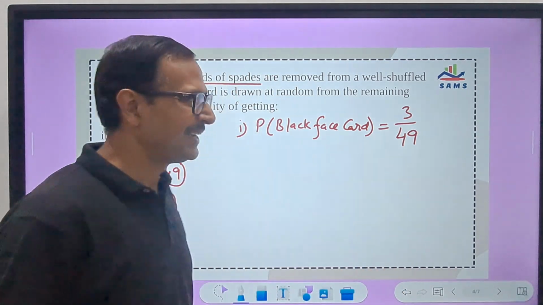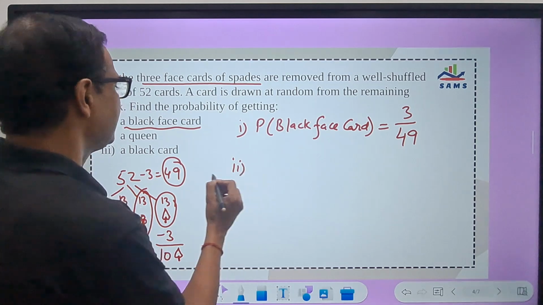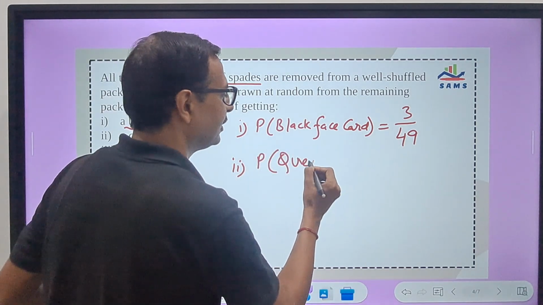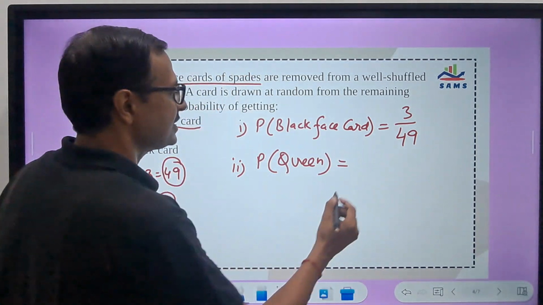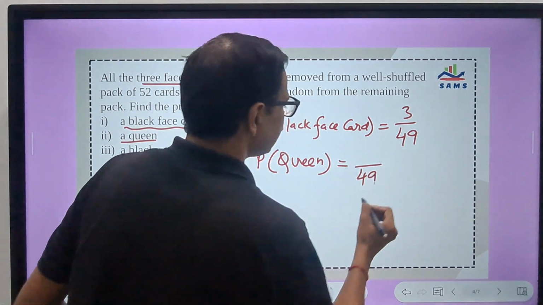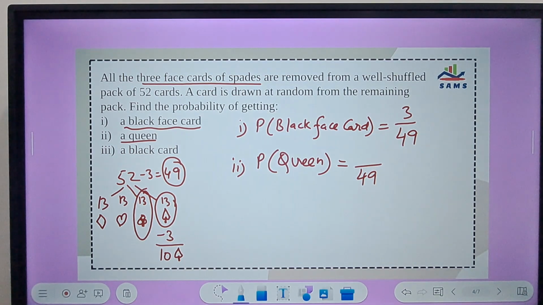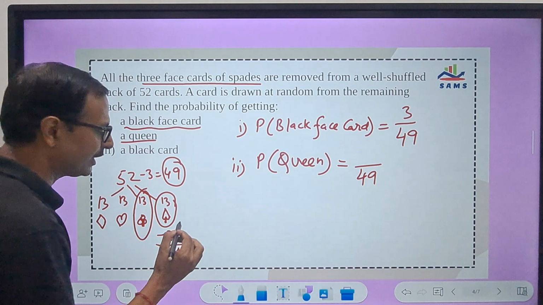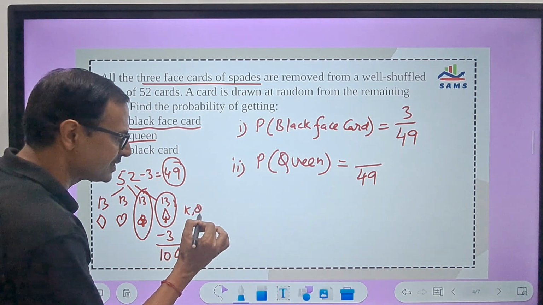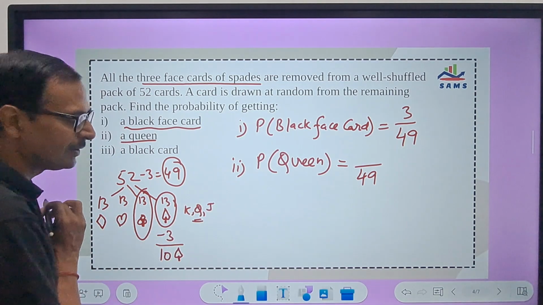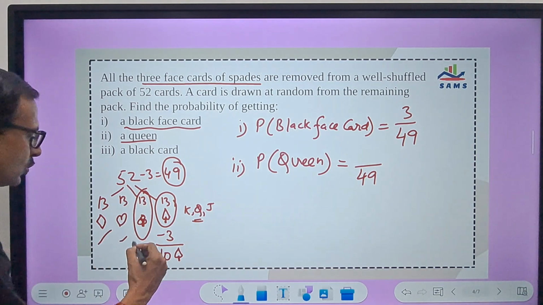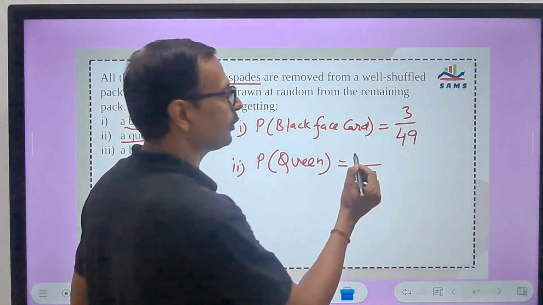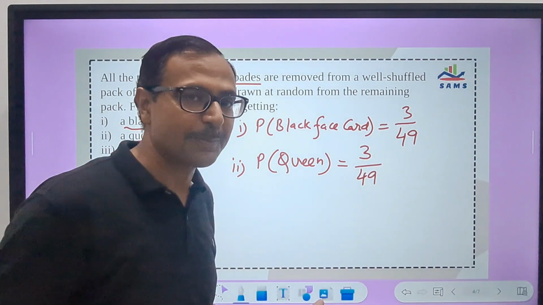You understood? In the second part, he is asking us the probability of getting a queen. Now, since we have only 49 cards and we are drawing one, how many queens are there now? The 3 cards which were removed were king, queen and jack of spades. So 1 queen is gone. So how many queens remain? 1, 2, 3. 1 of diamond, 1 of heart and 1 of clubs. So 3 out of 49 is again the probability.